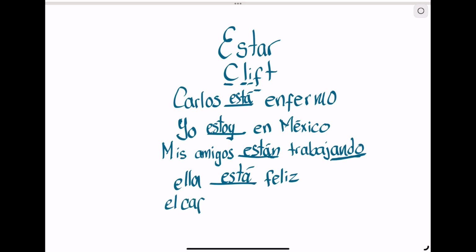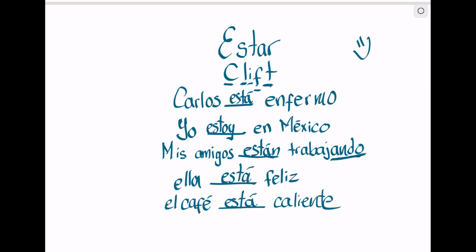So the next one is temporal things like el café, caliente, hot. Okay, you don't describe a coffee always as hot because you can buy a cold and hot coffee. So it's not really a description, it's something that is temporal. Or a condition, you can think like.